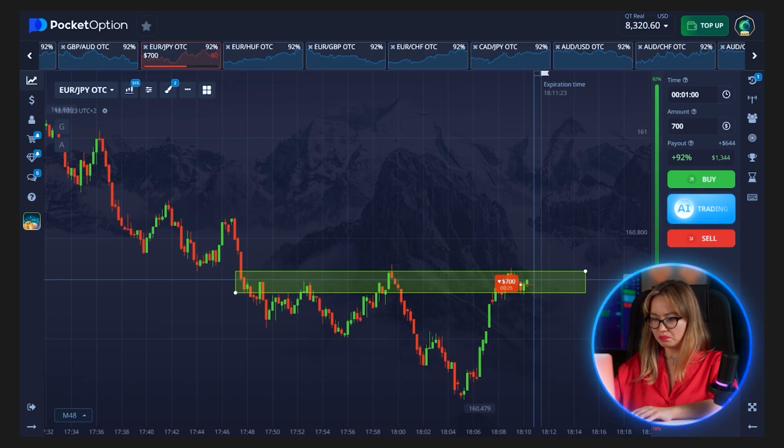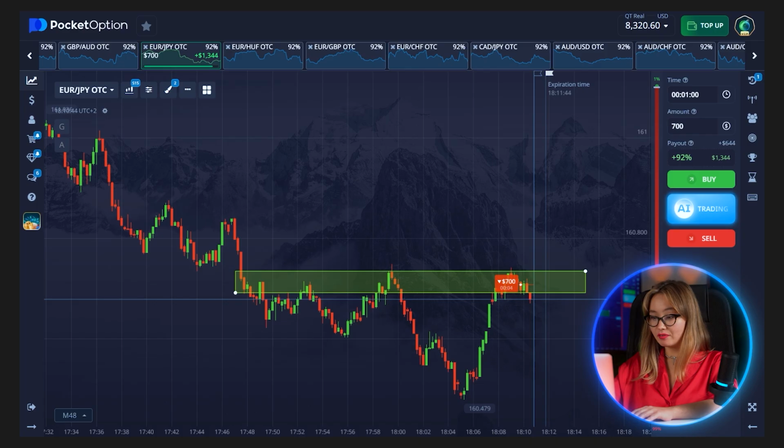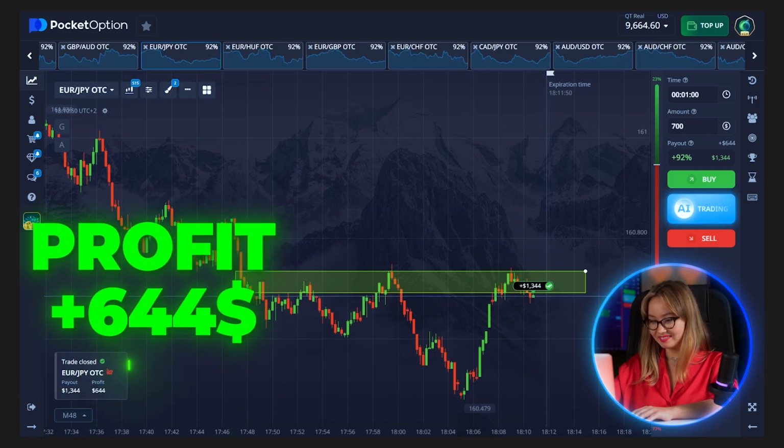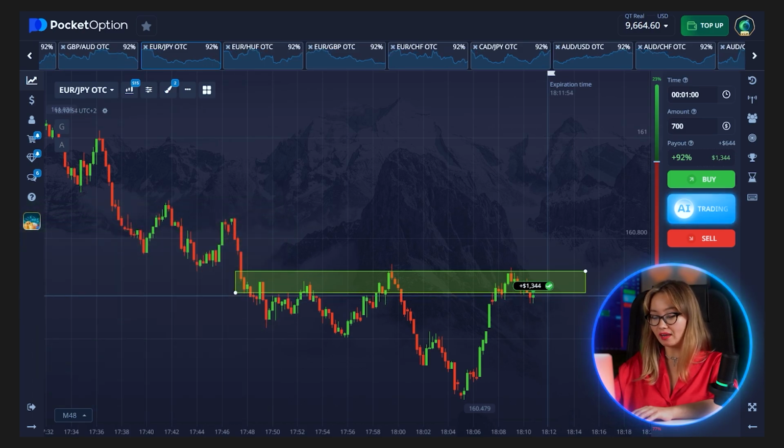Plus, in this zone, buyers and sellers are battling it out. This will end soon. Yes, it's going down. Perfect. Just a few more seconds. And we will close this trade in profit. Yes, great. I think that's enough to demonstrate how to trade along the trend.